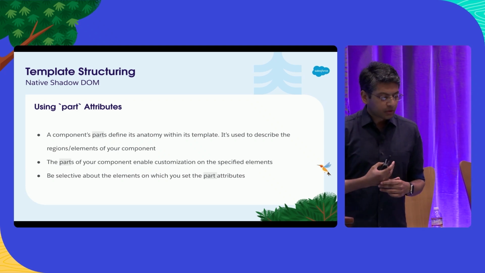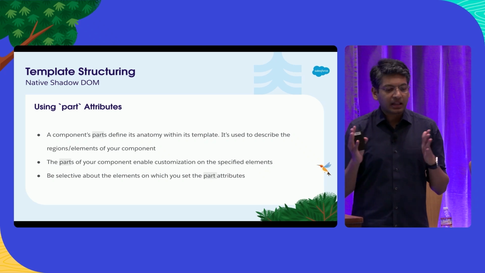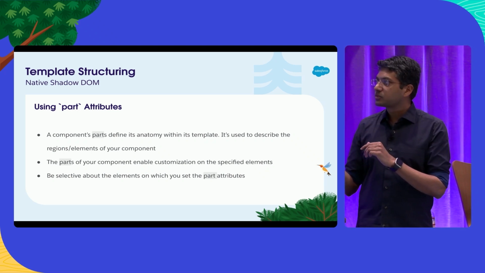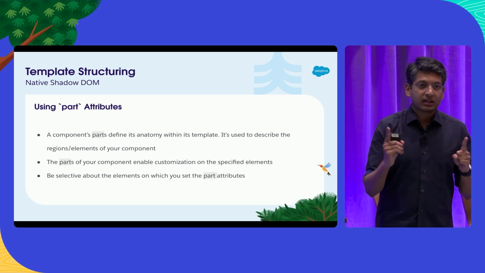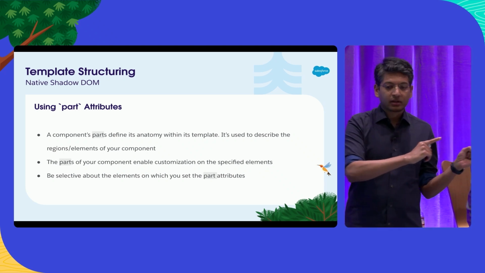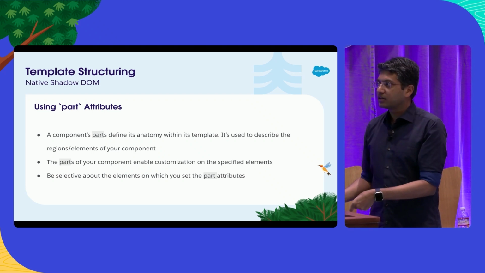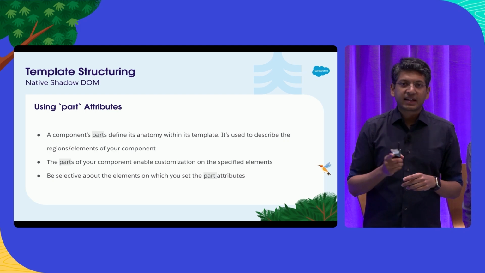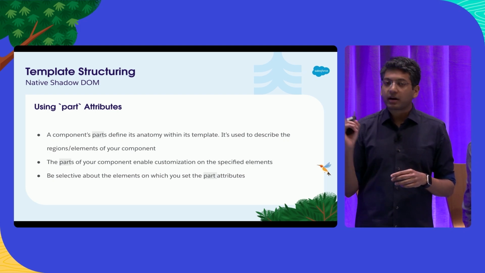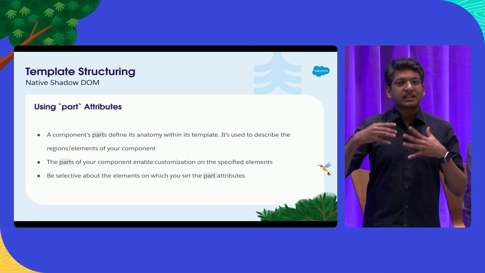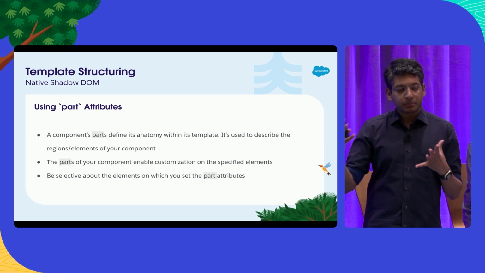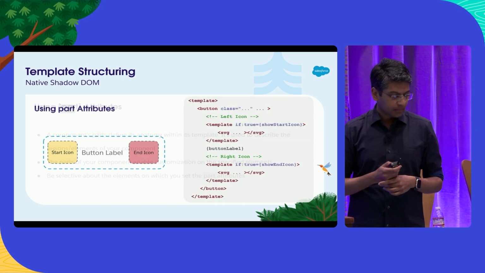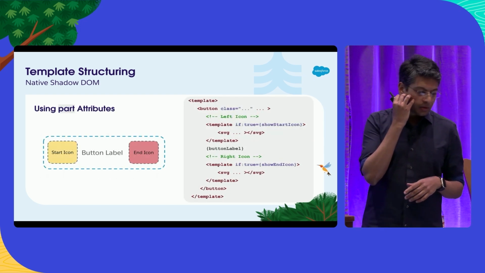The part attribute enables customization by allowing CSS to select and style specific elements within your shadow tree. So it'll allow components outside of it to style elements inside of its shadow tree. So because it does this, be careful and be selective about what elements you set the part attribute on, because in a way, it gets exposed externally from the component and becomes part of the API of your component. Let's take a look at how we can do this.